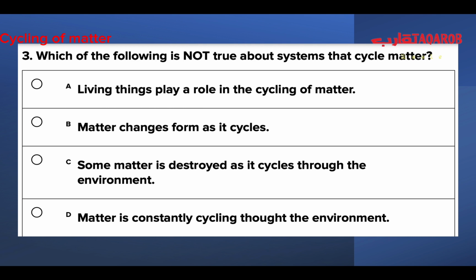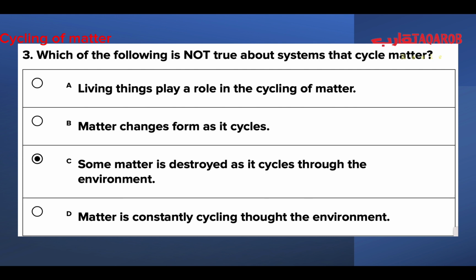Which of the following is not true about systems that cycle matter? Living things play a role in the cycling of matter. Matter changes form as it cycles. Some matter is destroyed as it cycles through the environment. Or matter is constantly recycling through the environment. What do you think? So the answer is some matter is destroyed as it cycles through the environment.